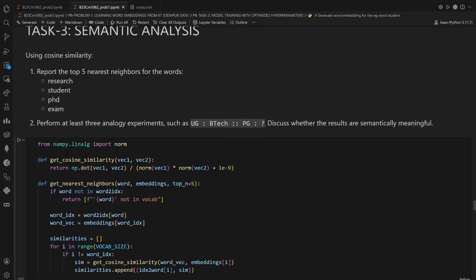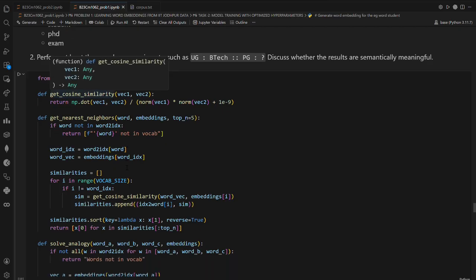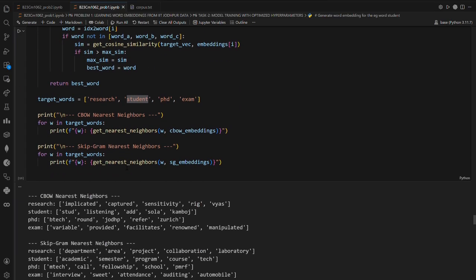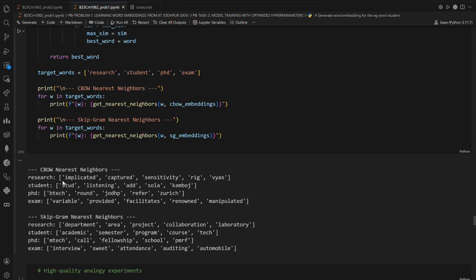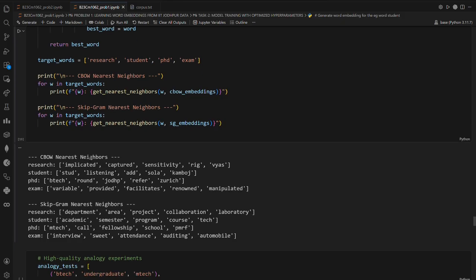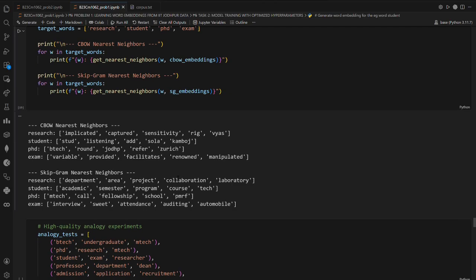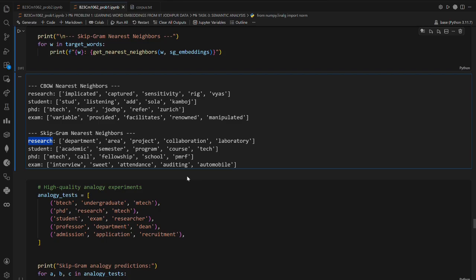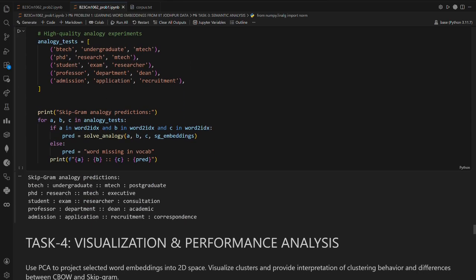After this, we use the semantic analysis, as we discussed in the presentation as well. We try to find out the analogy. This is the code for analogy. So, for the word research, the CBOW is predicting capture, sensitivity, etc. Although these are not that relevant for the real world, this notebook is to see the performance of these models. So here you can see the skipgram is performing much better than CBOW, as research is giving us department, area, project, collaboration, etc.